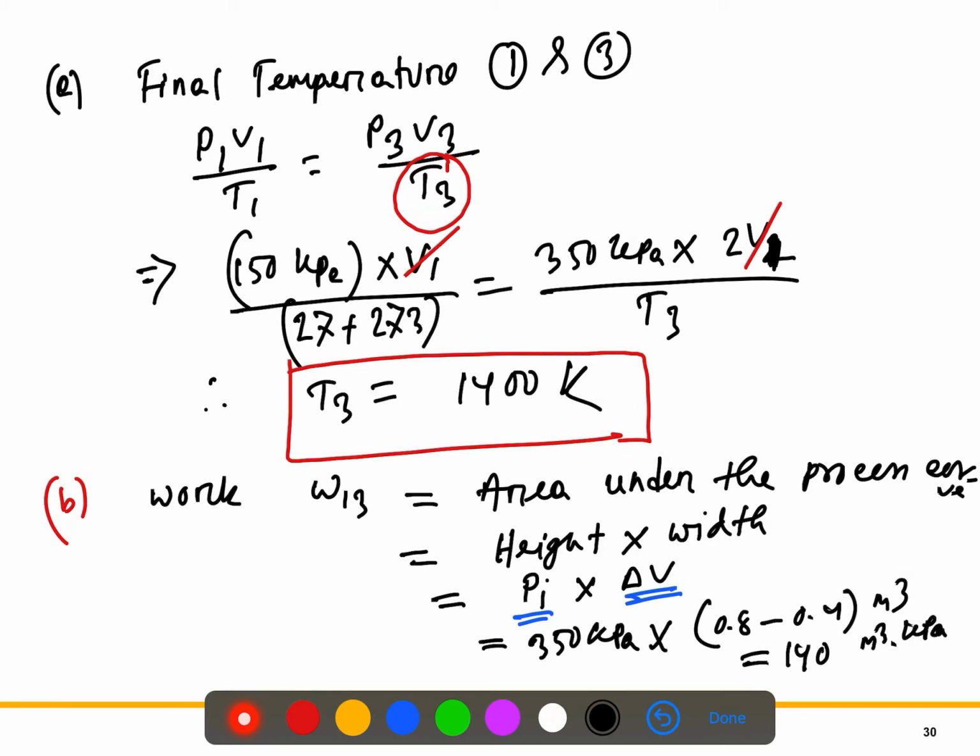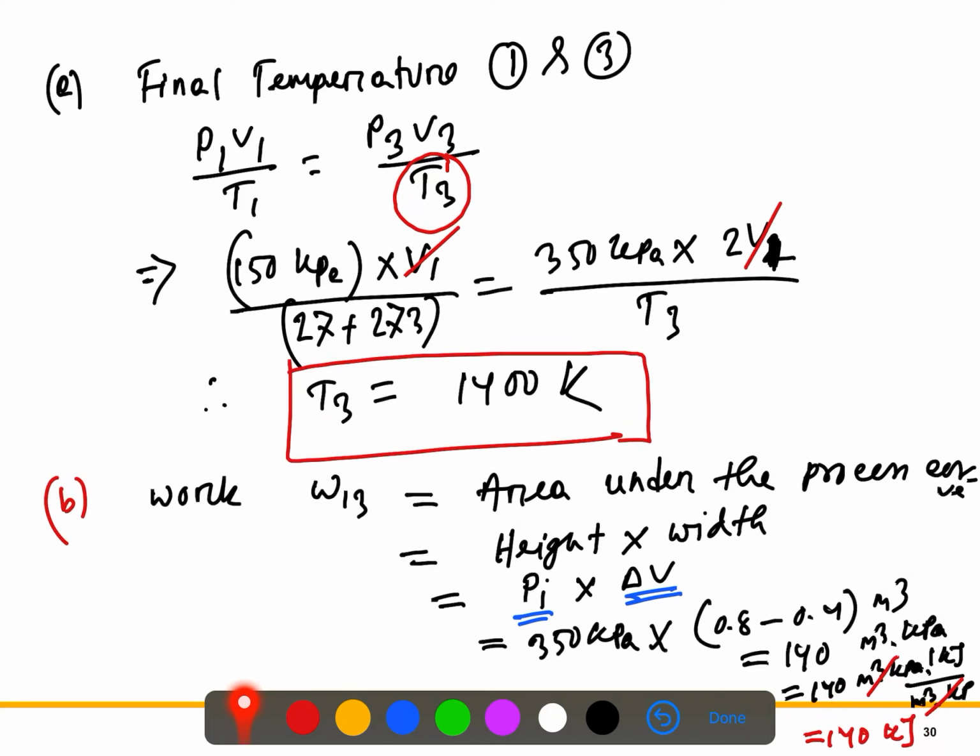Or if you want to convert it into kilojoule, guys, you need to just write this way: 140 meter cube kPa, and 1 kilojoule is equal to 1 meter cube kPa. You will eliminate this term, so it will be 140 kilojoule. You know how to convert meter cube kPa to kilojoule, so I believe I do not need to explain this to you. I believe all of you know this. So this is the second part, how to calculate the work done by the air.